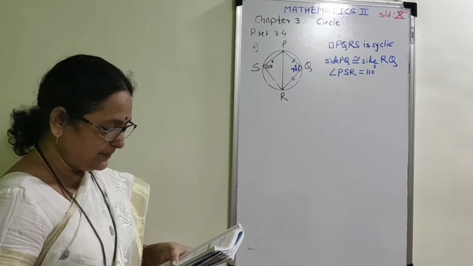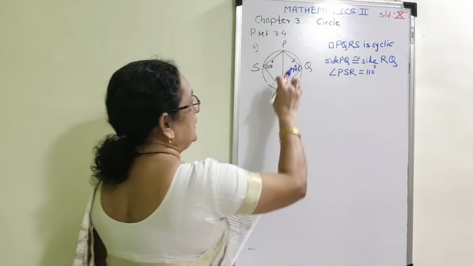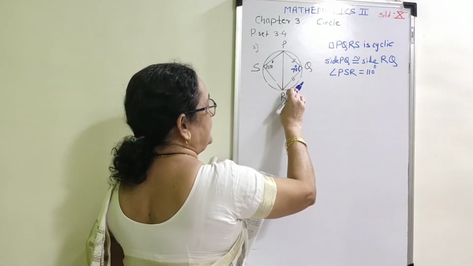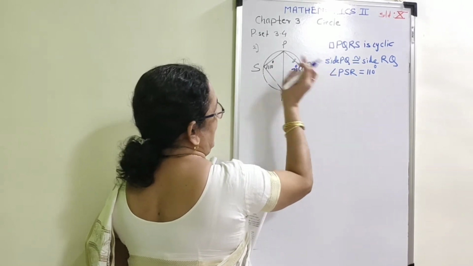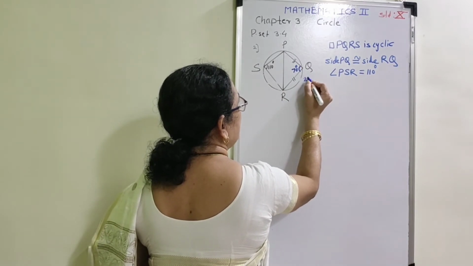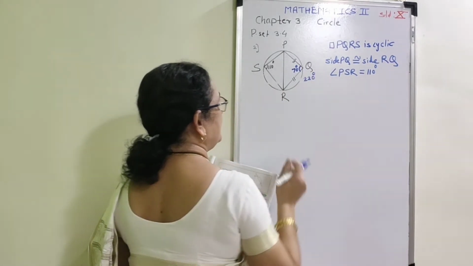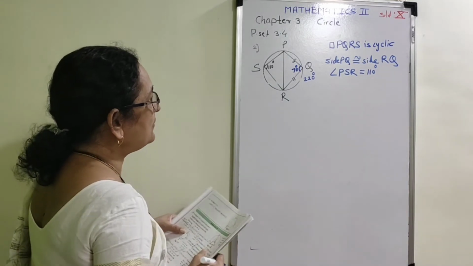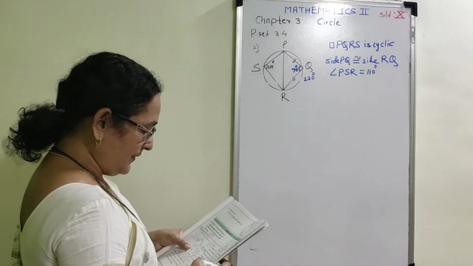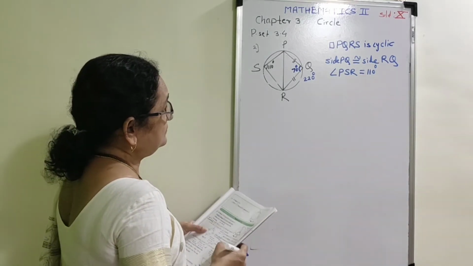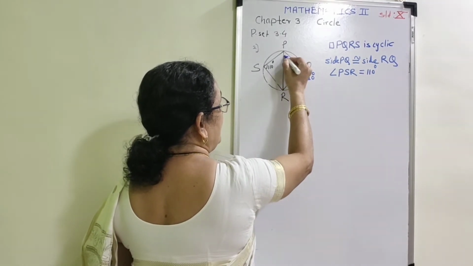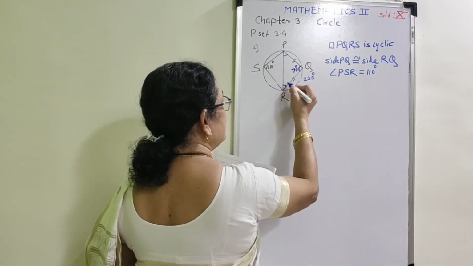Now measure arc PQR. We all know that angle is equal to half of the arc, and therefore arc is twice the angle. That is, if the angle is 110, the arc is equal to 220 degree, and therefore measure of arc PQR is 220 degree. Now measure of arc QR. For that we will first find out the angles.